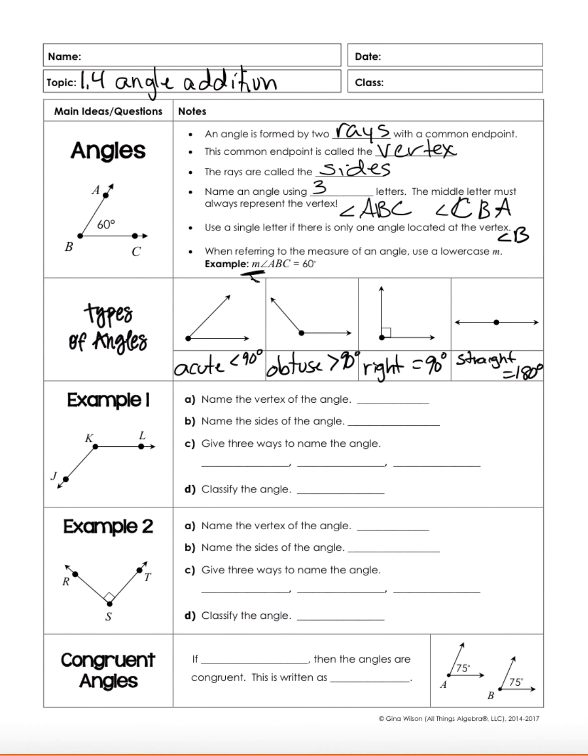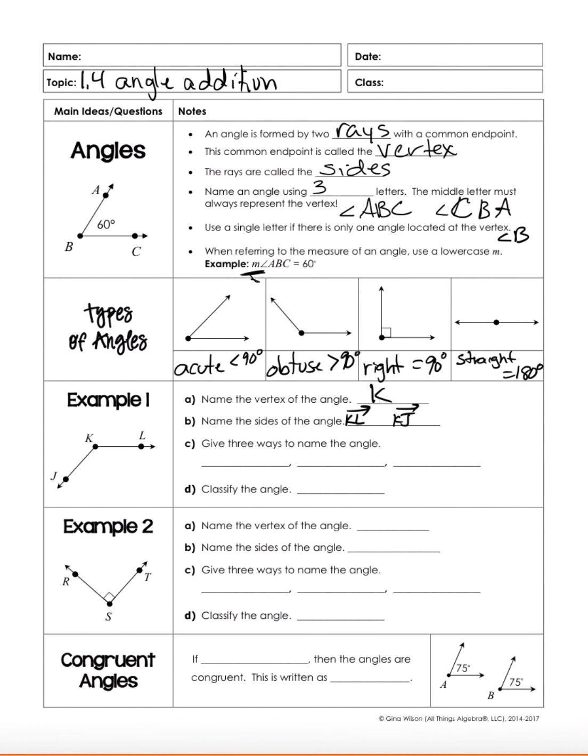Okay, so we're going to look at example 1. In this picture, the vertex is right here. Okay, so the name of that is K. The sides of the angles are the rays that have the common endpoint. So those are ray KL and ray KJ. Now remember, in geometry, our things need hats, and our hats should look like the thing that it is. So the ray hat looks like the picture of a ray.